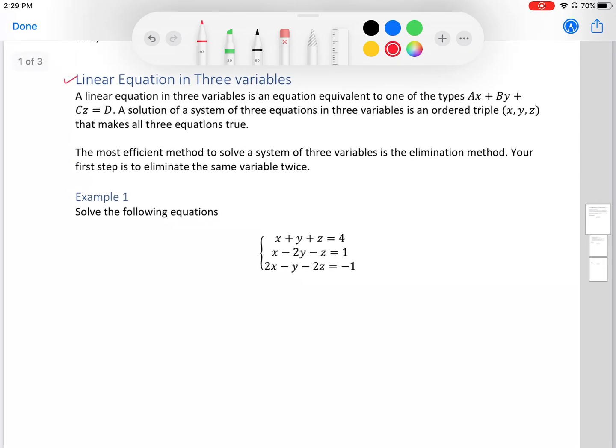A linear equation in three variables is an equation equivalent to one of the type ax plus by plus cz equals d. A solution of a system of three equations in three variables is an ordered triple x, y, z that makes all three equations true. The most efficient method to solve a system of three variables is elimination. Yes, there are other methods, but elimination is probably the easiest one to use. Your first step is to eliminate the same variable twice.